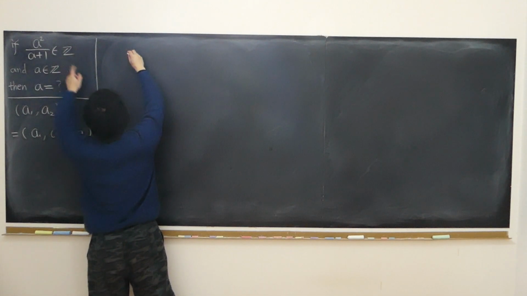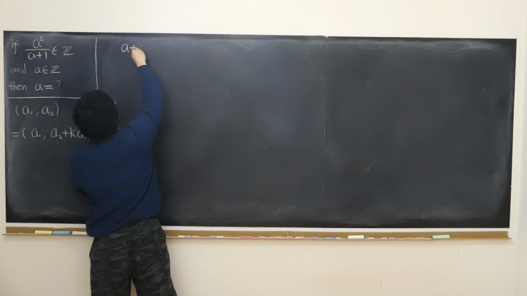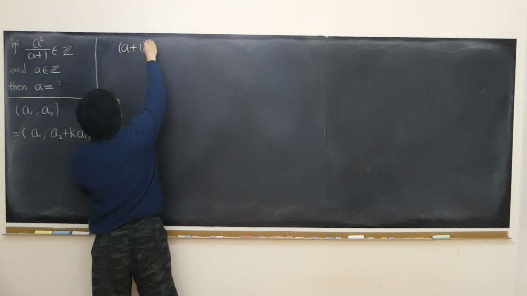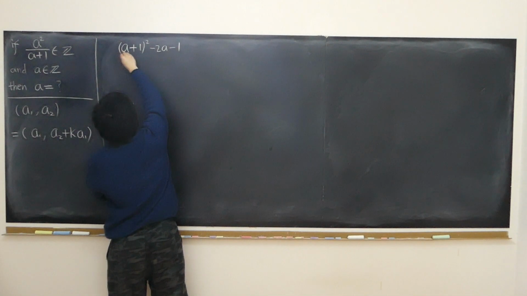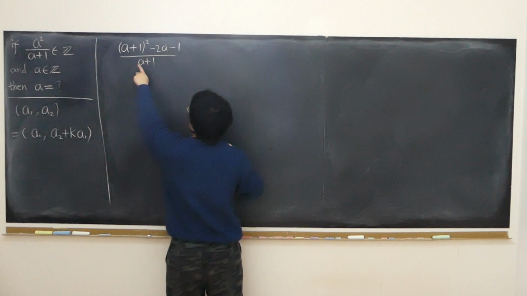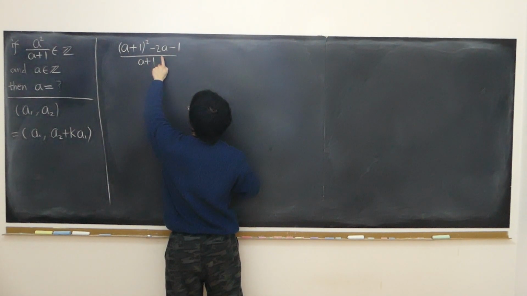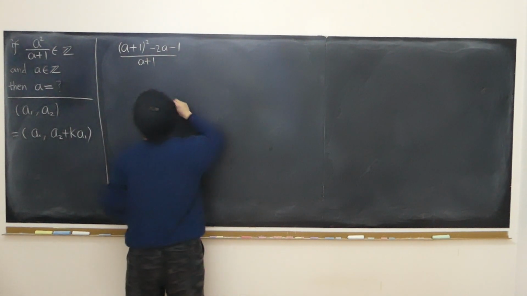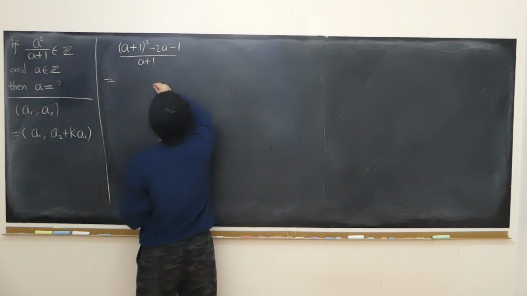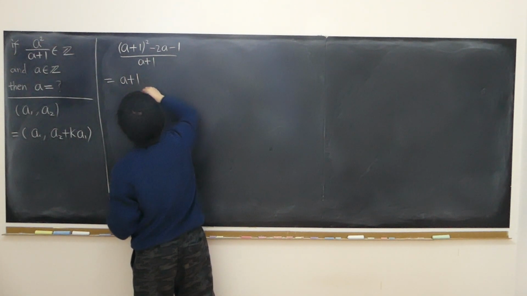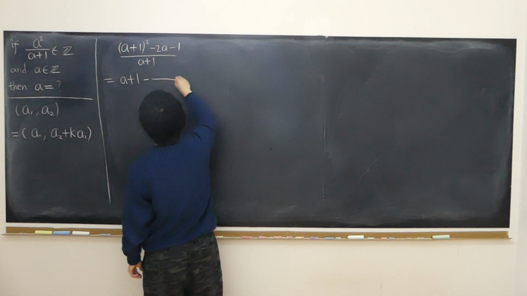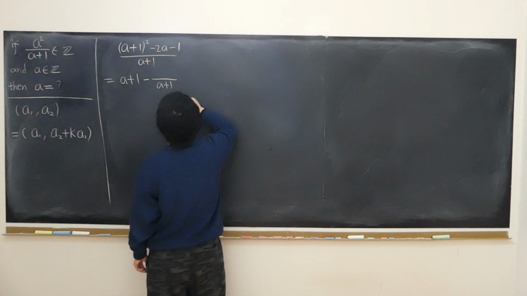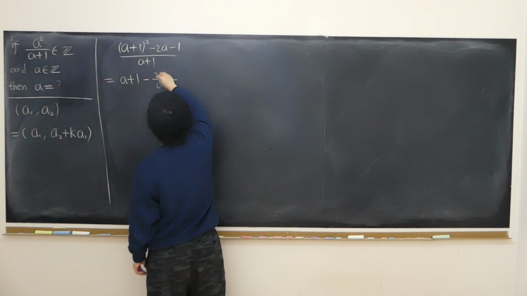So the original expression equals a squared, a plus 1 squared, minus 2a minus 1 over a plus 1. Right, so that's a squared plus 2a plus 1 minus 2a minus 1. Still the same thing, right? So I can just simplify it. Becomes a plus 1. And I just extract the minus sign out here. Minus a plus 1. On top I have 2a plus 1.